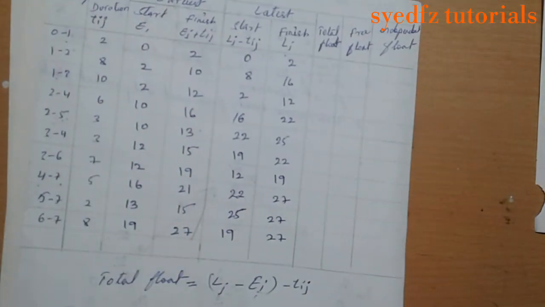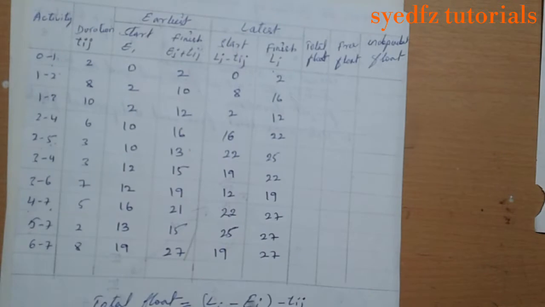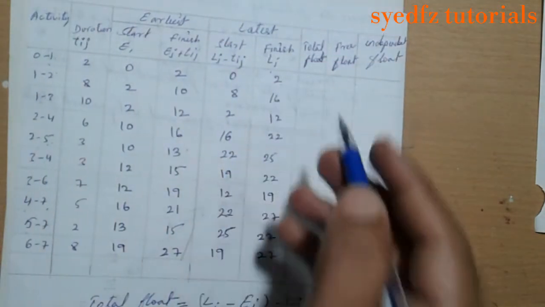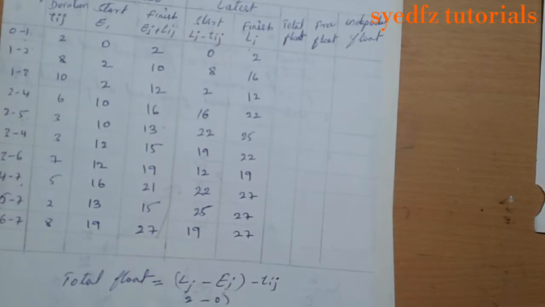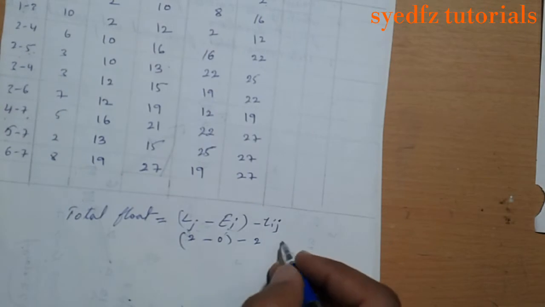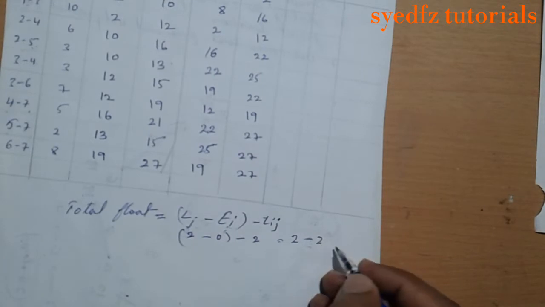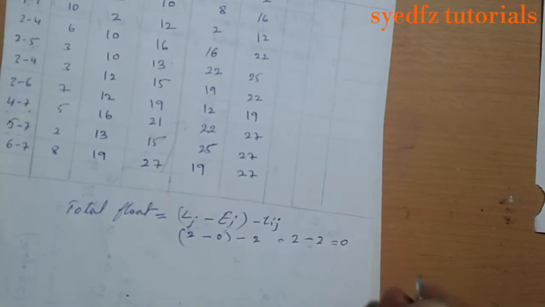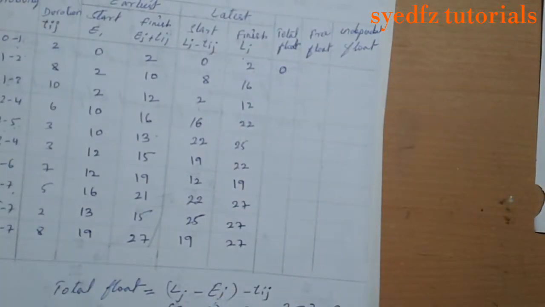Let's do the first one with the formula. Latest finish L_j is 2, so write 2 here, minus earliest start E_i which is 0, minus duration T_ij, which is 2. So 2 minus 0 is 2, minus 2, so the answer is 0. Write 0 here. In the same manner, do the rest of the problem.